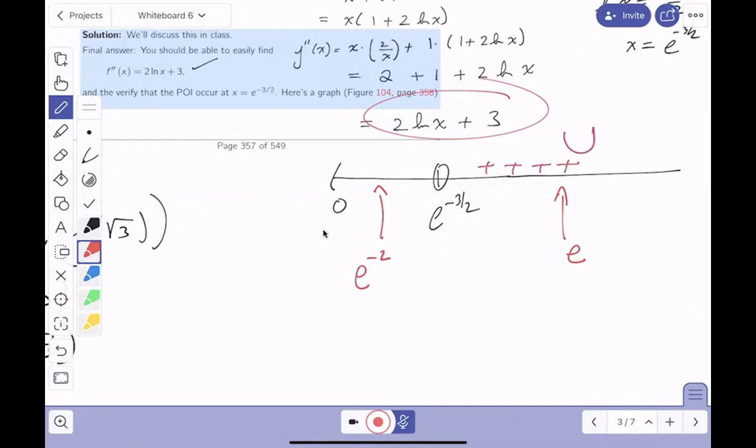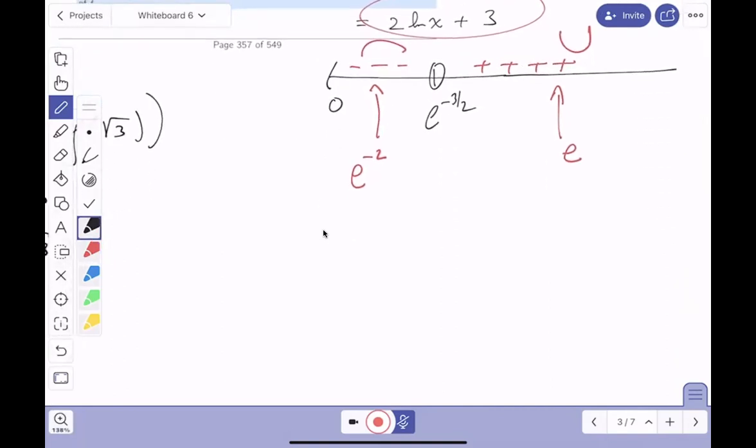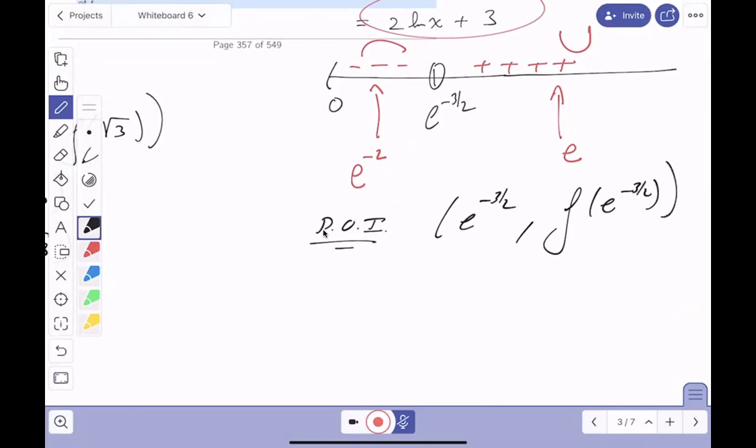Now, if you plug in e to the minus 2, what would you get? You get minus 4, because the natural log of e to the minus 2 is minus 2. So you get minus 4 plus 3, which is negative. So I know I got a point of inflection. Let's write this down. My point of inflection occurs when x is equal to e to the minus 3 halves. And then the value is going to be f of e to the minus 3 halves. All right, concave up from e to the minus 3 halves out to infinity, and concave down from 0 to e to the minus 3 halves.